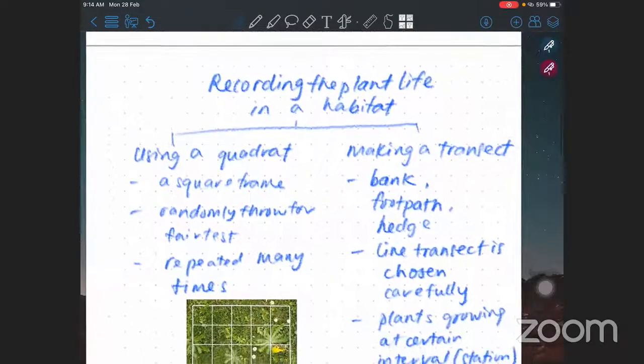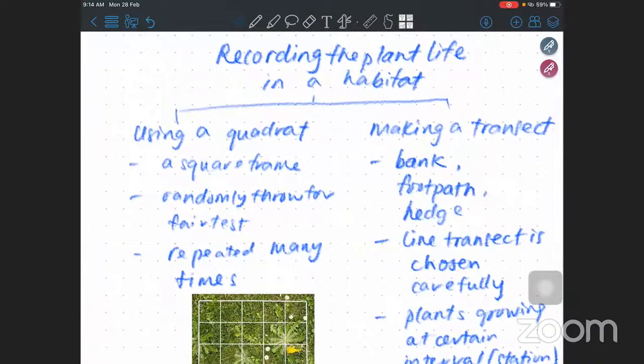So to learn about the biodiversity, we need to record the plant life in the habitat. We need to investigate a habitat, to monitor the habitat and to find the population of each species. There are some ways of recording and investigating plants.